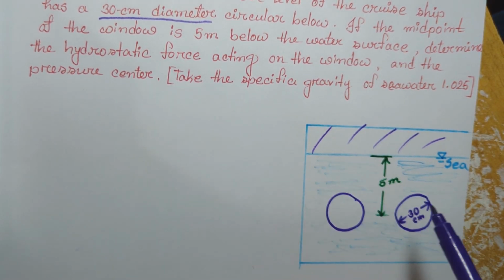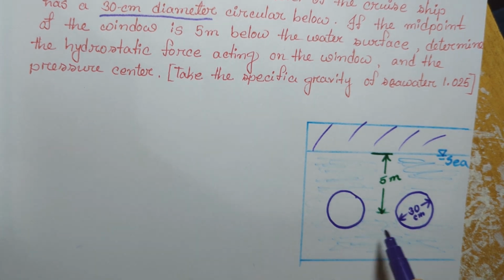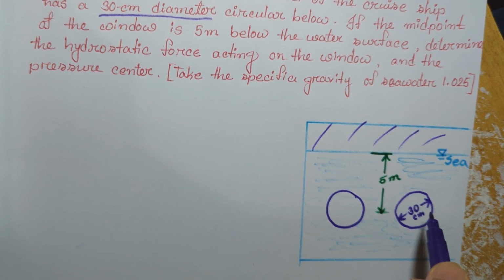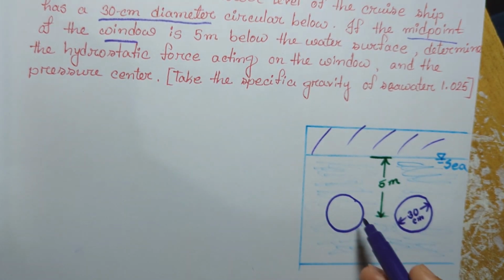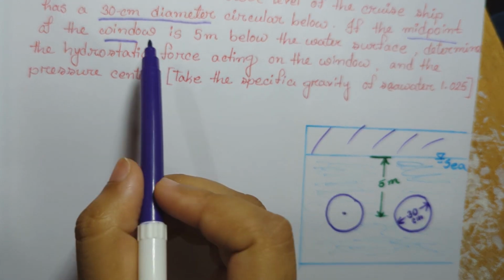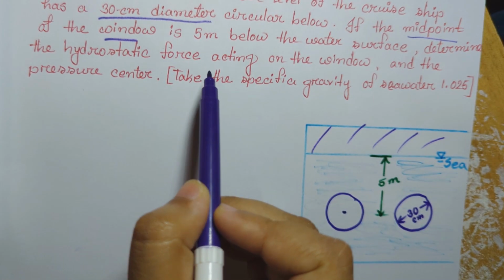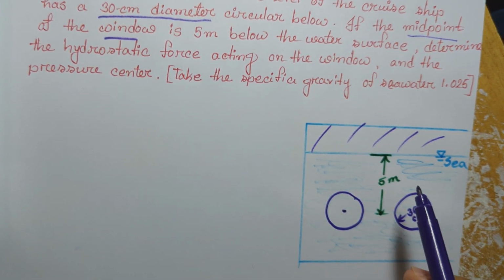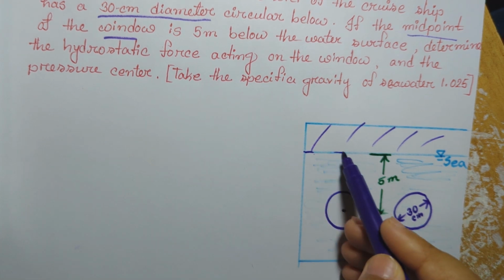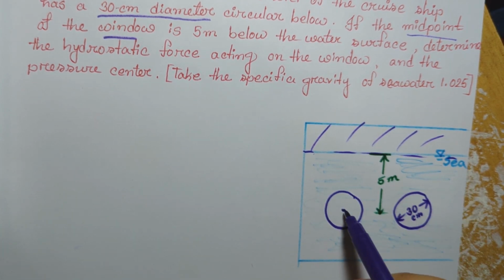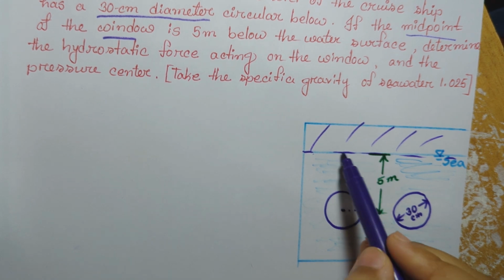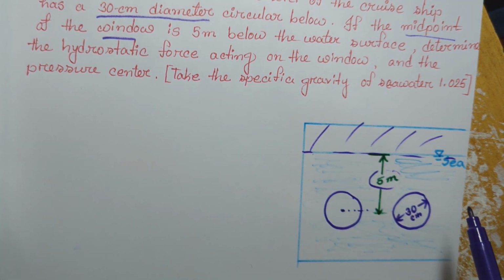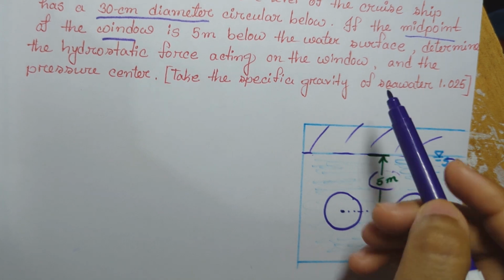So it said that the lower level window has a 30 centimeter diameter, and the midpoint of the window is 5 meter below the watery surface. This is our starting watery surface. So the distance between the midpoint and this watery surface is 5 meter. This is given in our question.